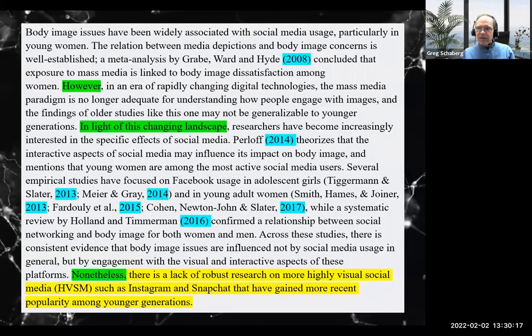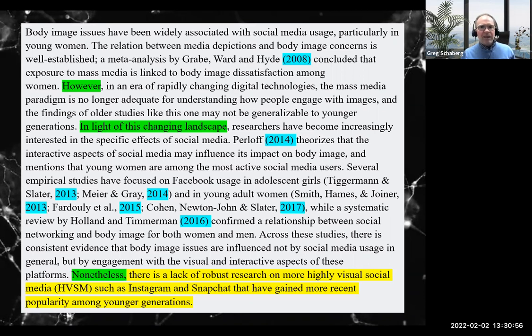So when you get to, here's an example of the intro. This individual was writing about social media and body image issues. What the individual did was start back in 2008 with the study that concluded that exposure to mass media is linked to body image satisfaction or dissatisfaction among women.